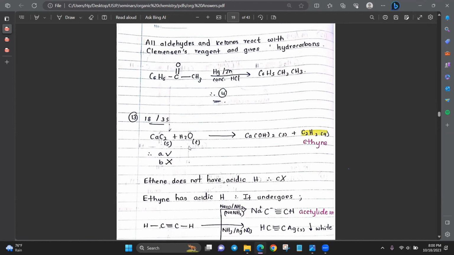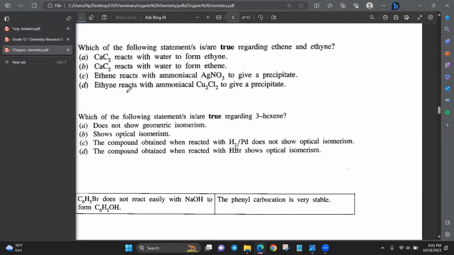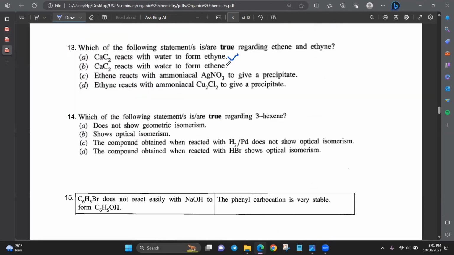Water means you all know it's H plus and OH minus. Now in calcium carbide, which part is getting plus, which part is getting minus? Calcium part is the plus part, carbon is the minus part, right? So the minus part gets attached with the H plus, and the plus part gets attached with the OH minus part. So calcium carbide plus water will form calcium hydroxide and C2H2. C2H2 is ethyne. Therefore, A statement is correct. It reacts to form ethyne, not ethene. So B is wrong.